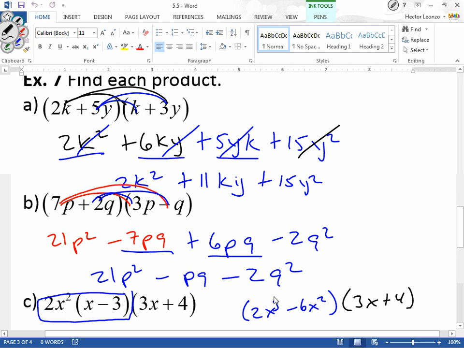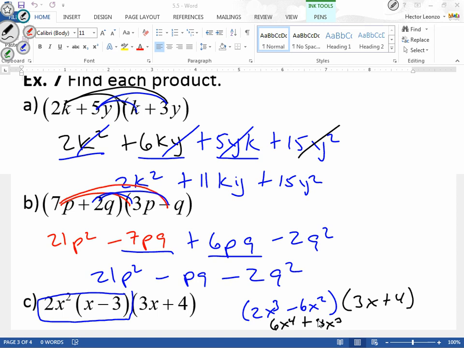So I'm going to distribute the 2x to the third. So I'm going to have 6x to the fourth plus 8x to the third, right? Because I distributed 2x to the third. Now distribute the second term. I'm going to have minus 18x to the third minus 24x squared.